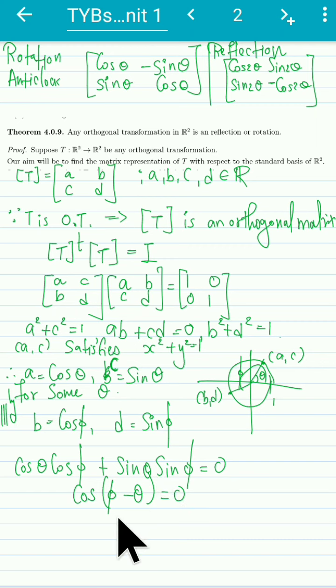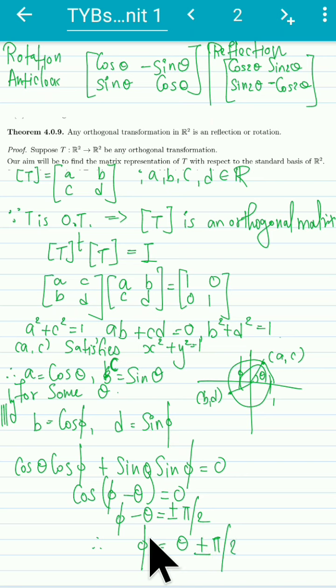So I get to know my phi minus theta must be equal to plus or minus pi by 2. Okay, so from this we learn till this. Now we will be using two cases. From this I got my phi is equal to theta plus or minus pi by 2. Now what we'll do, we will consider two cases, one for plus, one for minus, and you try to find out the matrix representation like this.